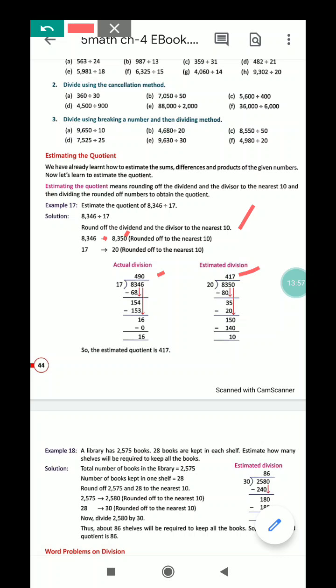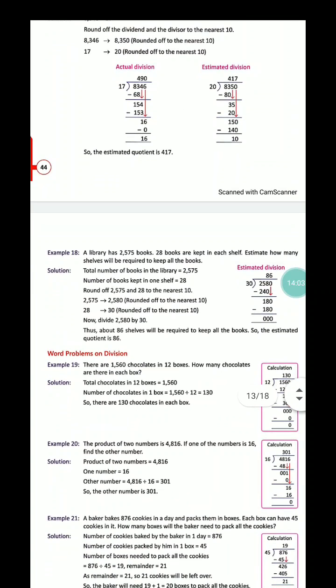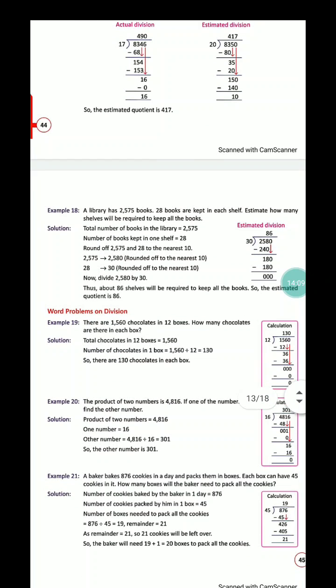Okay, now we will do some word problems. A library has 2575 books. 28 books are kept in each shelf. Estimate how many shelves would be required to keep all the books. So we will estimate over here.